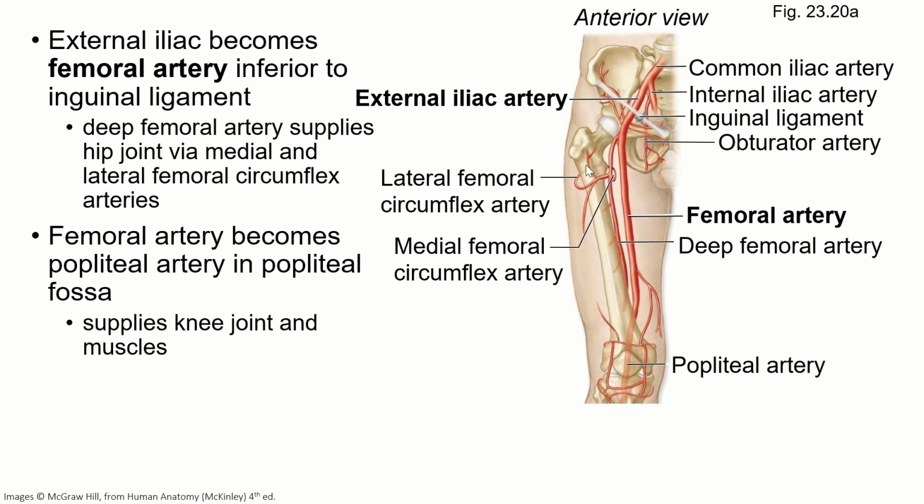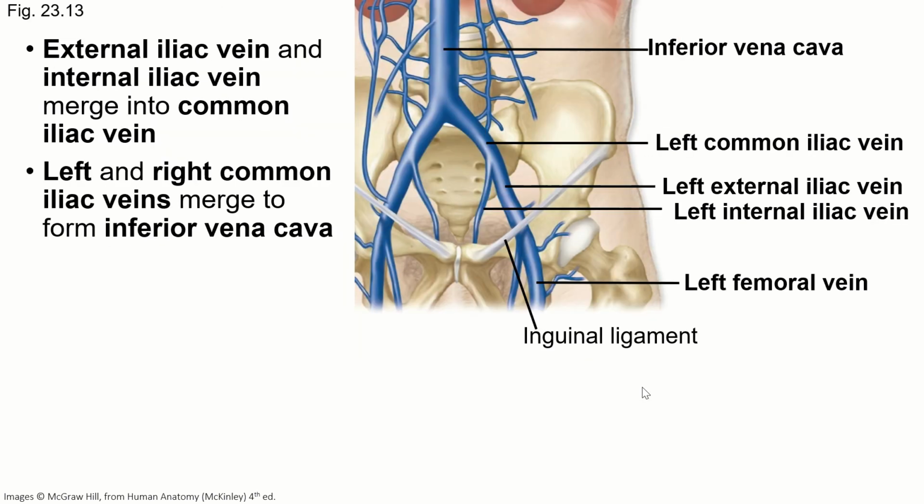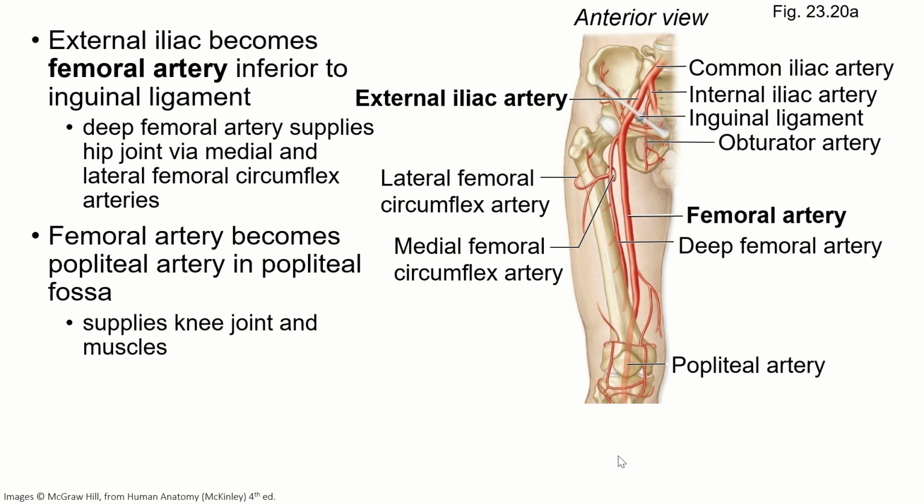There's this circumflex artery that goes around the femur. And then in the popliteal area, it's going to become the popliteal artery. And then that's going to supply the knee joint. And then it's going to travel down and branch into a tibial and fibular arteries. We're not going to worry about that.